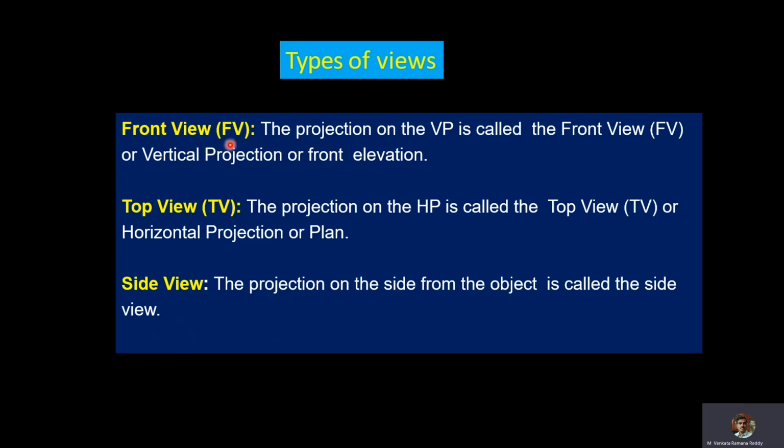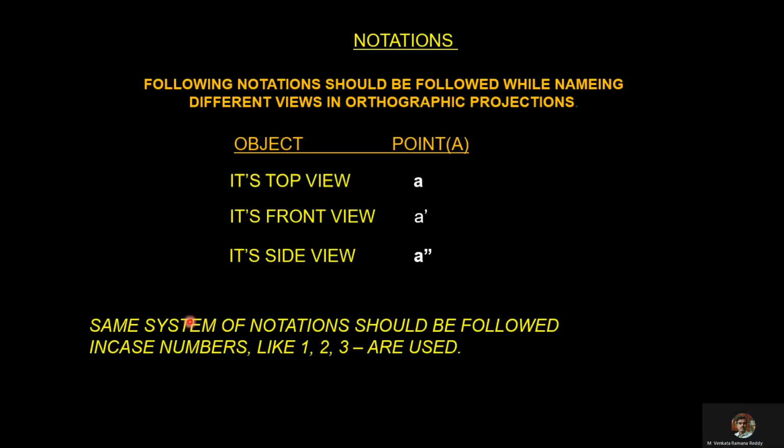The types of views are front view, to be projected onto the vertical plane; top view, to be projected onto the horizontal plane; and side view. The projection on the side from the object is called the side view. It is projected onto the profile plane.